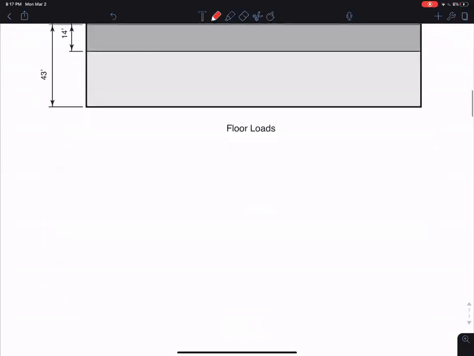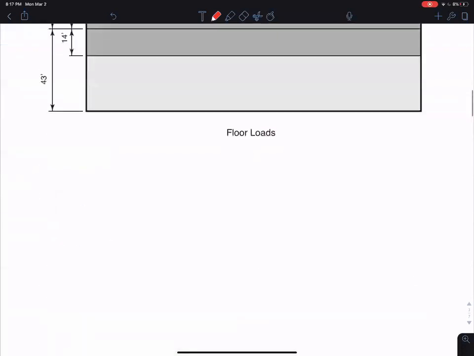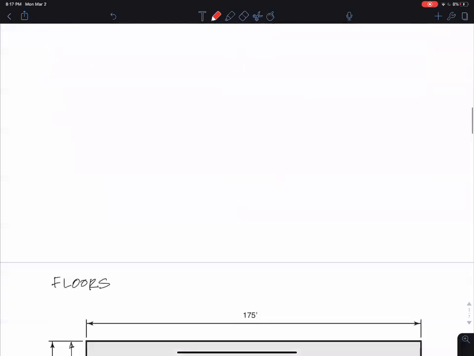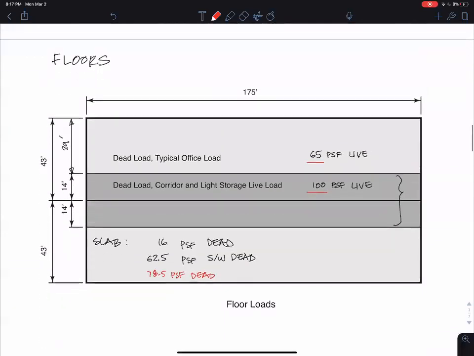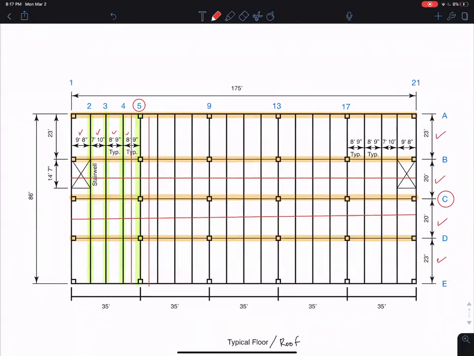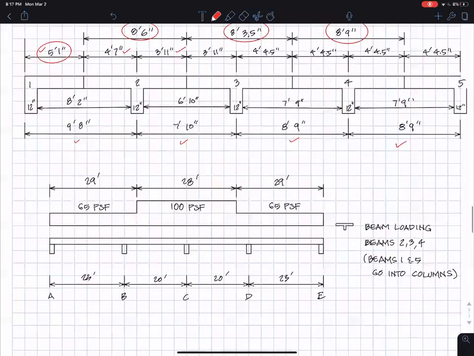This floor load, though, gets a little confusing depending if you're a beam or girder, if you're having the 65 or 100 PSF. What you need to do is overlay this picture right here for the live loads on top of this picture right here to see what loads are on the beams and girders. So I've done that. So here you go.